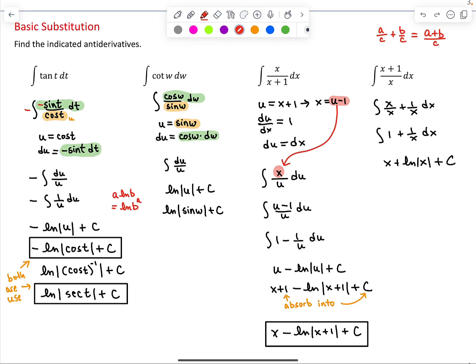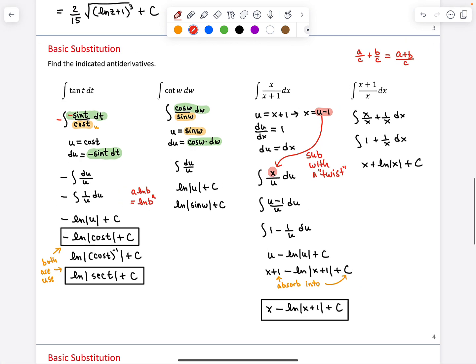Now, the fact that I had to use this substitution not once, but twice in order to convert all x's to u's, I personally refer to this as substitution with a twist. Just a cute way of saying to use your substitution twice in a clever way in order to convert the original independent variable entirely into the new independent variable u. All right, next page.